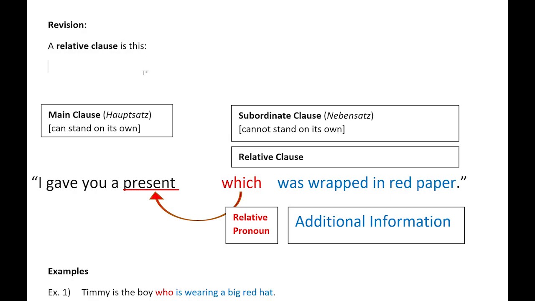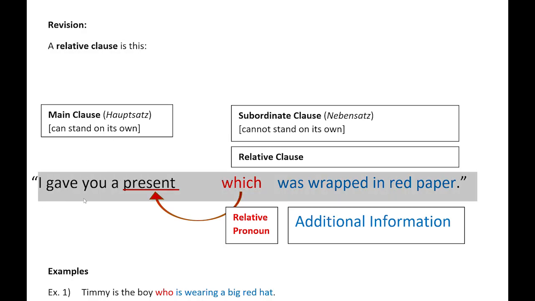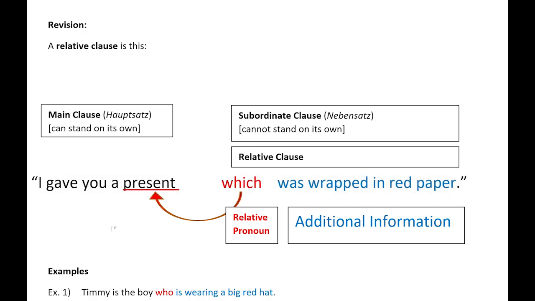A relative clause is something like this. I gave you a present which was wrapped in red paper. So in German that would be, ich habe dir ein Geschenk gegeben, das in rotem Papier eingewickelt war. So we do have this first part of the sentence, I gave you a present. This is the main clause, or in German, the Hauptsatz.